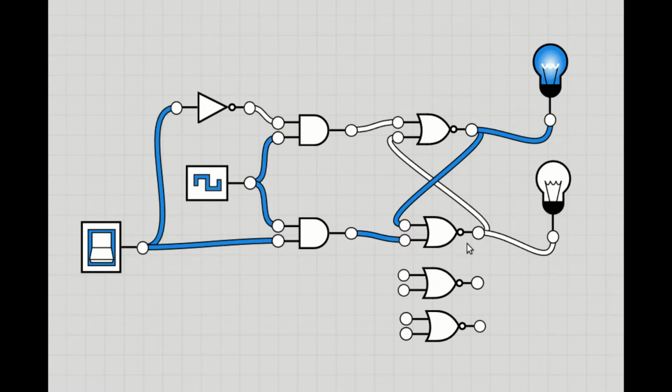Now, the set reset latch has this weird crossover here, where the output of one NOR gate feeds into the input of the other one. And because of the logic of the way that this circuit is set up, this results in a latch. And that's terrific and it works pretty well. And we've seen that before. There is a problem though with an illegal state.